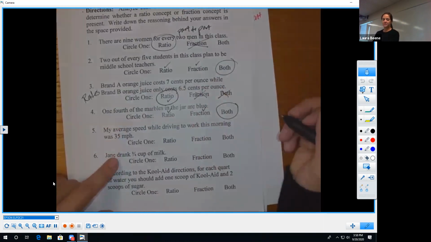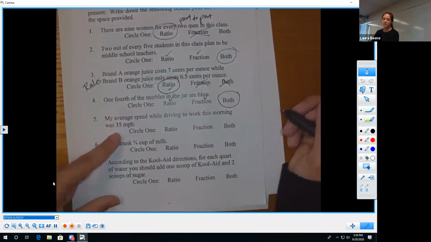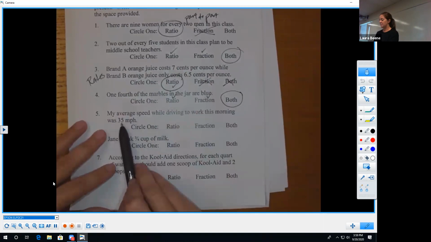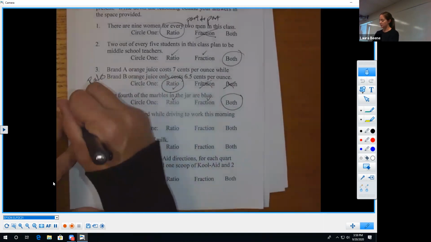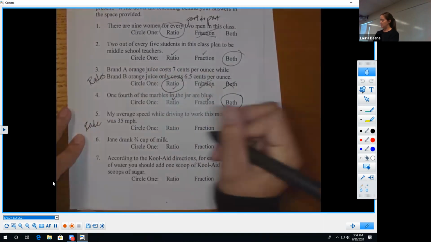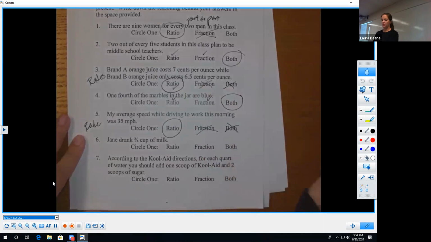Number 5: my average speed while driving to work was 35 miles per hour. Is this a ratio? Is it part to part, part to whole, or whole to whole? Here, 35 miles for every 1 hour, that's a whole to whole ratio. This one is also a rate. So it's just a ratio. I cannot write it as a fraction, so it is not both.